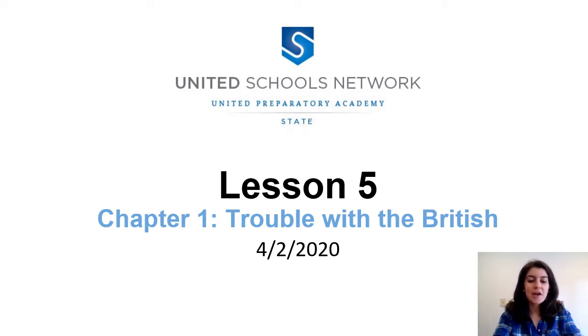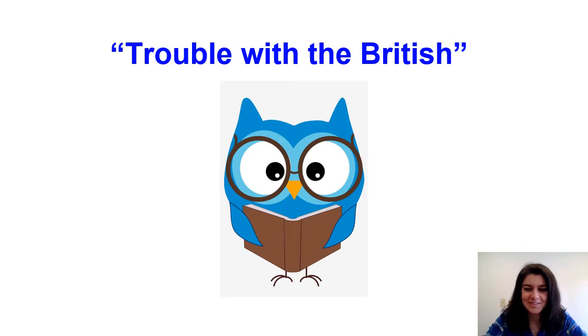This is our lesson for April 2nd. We're looking at lesson 5 today. We're going to be reading chapter 1 from our reader called Trouble with the British. You can find this story in your ELA packet. It's going to be the one that says page 12 at the bottom. You'll see what that looks like as we keep going. Let's start reading. Like I just said, our story for today is going to be called Trouble with the British.